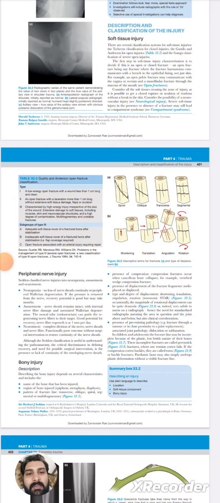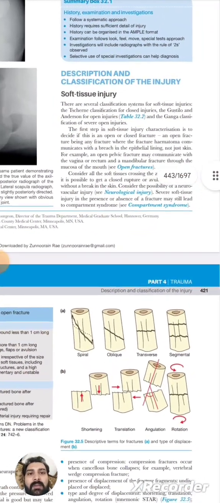Hi everybody, let's start our discussion of extremity trauma from Bailey and Love part 2. Description and classification of the injury.